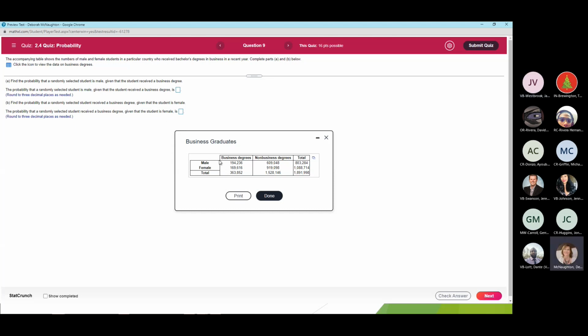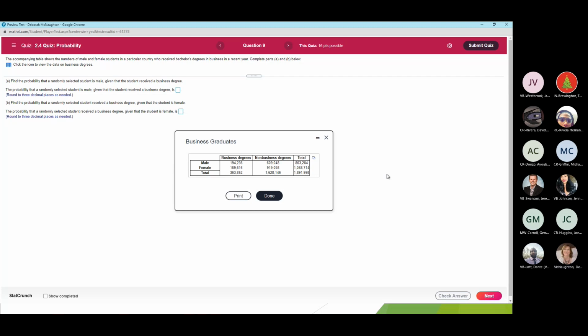So what it says is, here's the table. And then it says, find the probability that a randomly selected student is male, given that the student received a business degree.